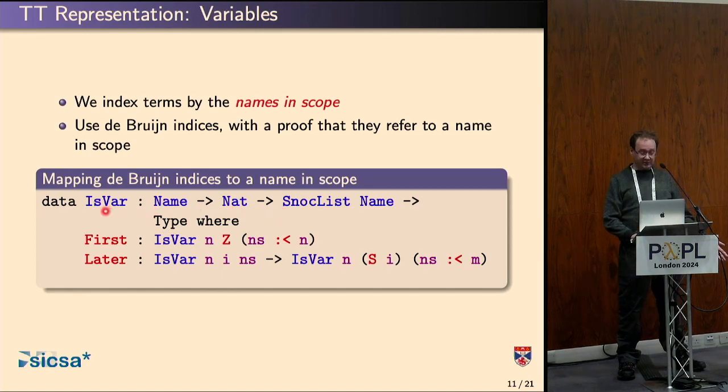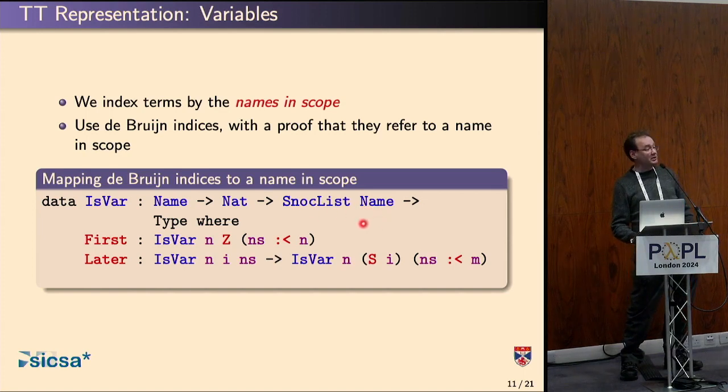So this structure is a predicate that says that a de Bruijn index is correct in the current scope. So we've got the variable name, we've got its index. It's more complicated than that. It's not actually represented as a name at runtime. This name is really just for display purposes. But it's a complicated string, a namespaced string. And then we've got a SNOC list of names. So these are the names in scope.